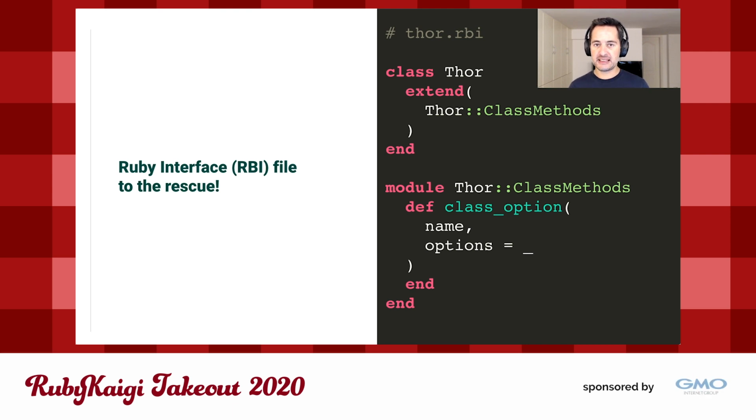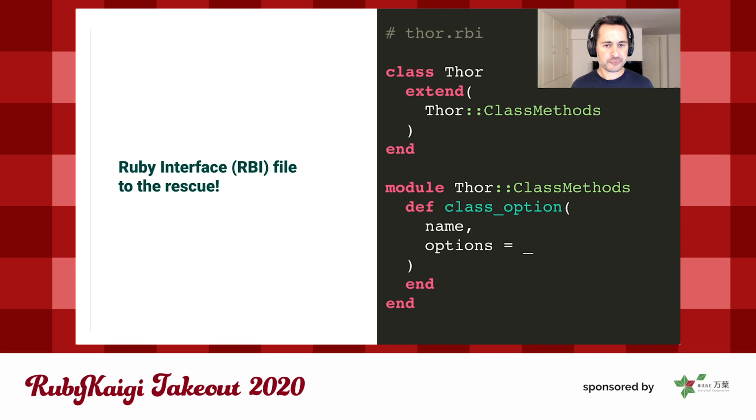So if you write this RBI file by hand and then give it to Sorbet as you're type checking your CLI Ruby file that I've shown you before, then Sorbet will know what Thor is and where the class_option method is coming from and what the parameters are. So it will be able to type check this. This Ruby interface file is like a C header file almost. So if you write this by hand and supply it to Sorbet, then it will be able to type check the whole thing.